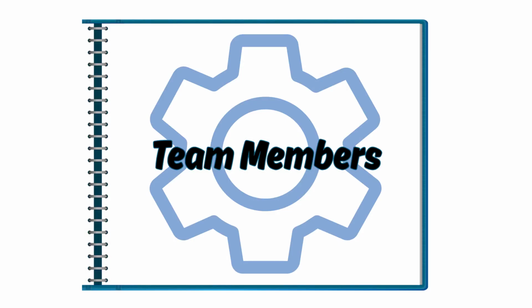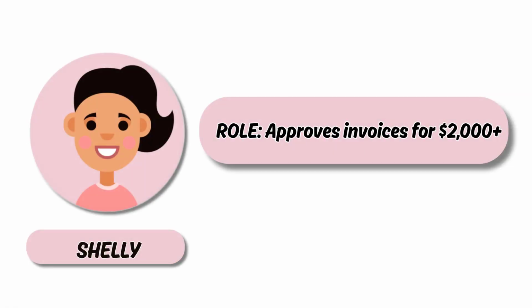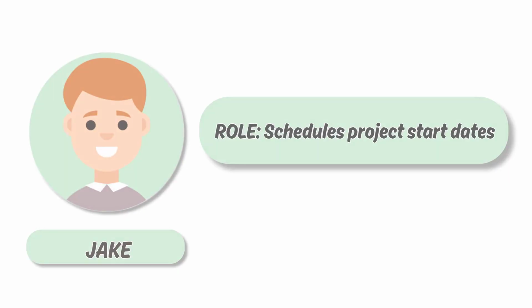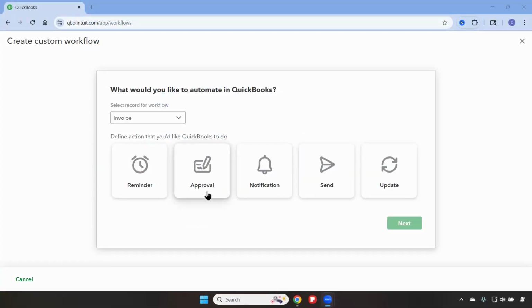Let's introduce you to the team members. Nate is responsible for creating customer invoices. Shelly is responsible for approving invoices that are $2,000 or more. And Jake is responsible for contacting customers to schedule project start dates. We're going to start by creating an approval workflow for an invoice.